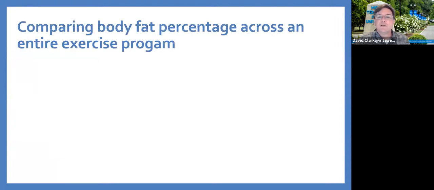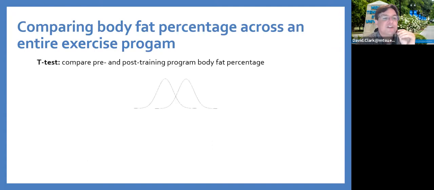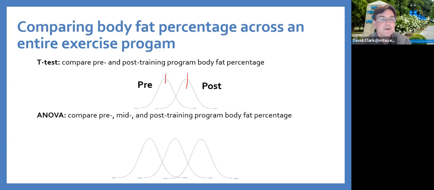Okay, so here you go. So guys, again, this is just a graphical representation here. So here's your t-test. So Michael, here would be your pre and post. Here's your pre. There's your post. So it's a t-test. But your ANOVA is going to compare that pre, midway, and post. Here's your dependent variable, DV, that's body fat percentage. So you look at the difference here, and the difference here. Right?